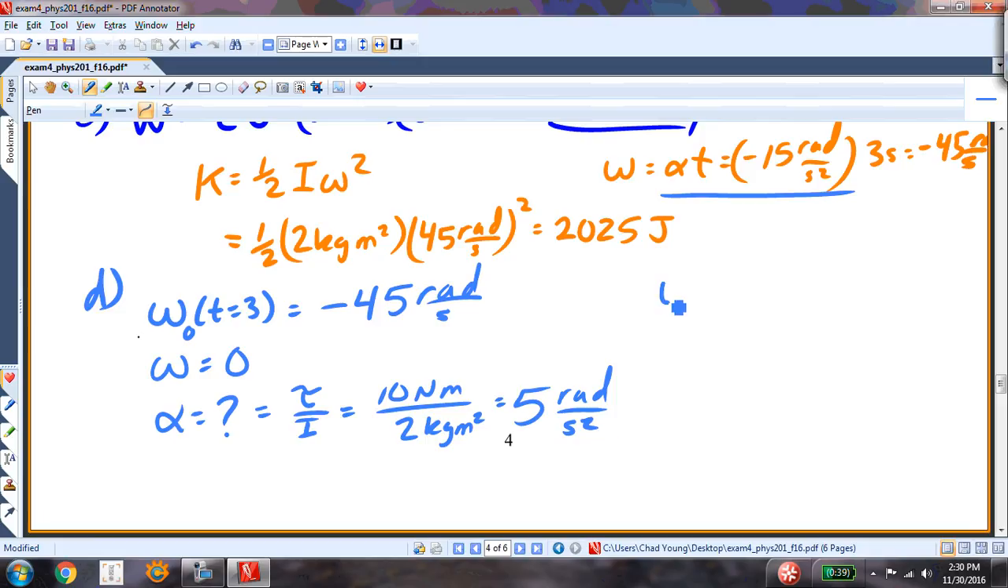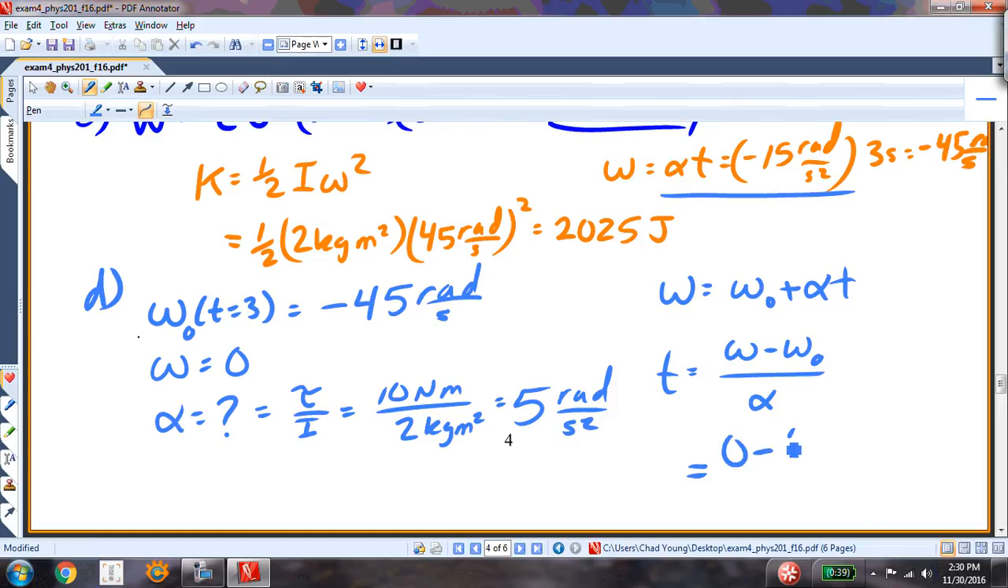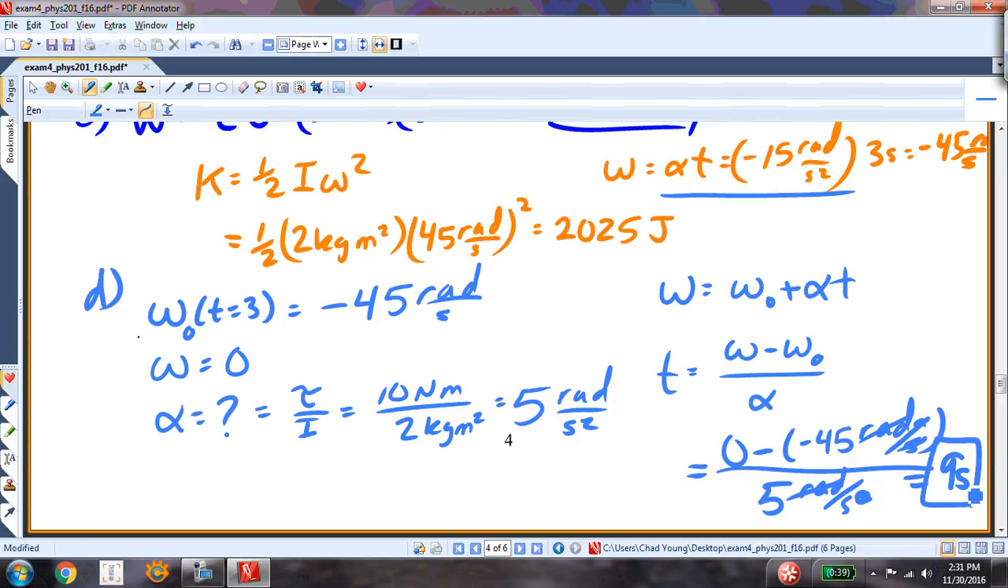Now I want to know t. I know that omega equals omega naught plus alpha t. T is omega minus omega naught, divided by alpha, so that's going to be 0 minus 45 divided by alpha, which is 5. There's my radians. They cancel. One of these seconds cancel, and it leaves me with a time of 45 divided by 5, which is 9 seconds. Let's see, that was probably the most difficult problem on the test.